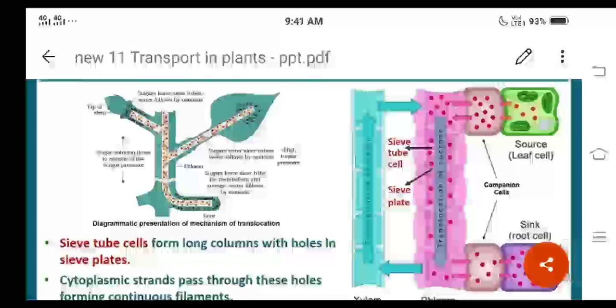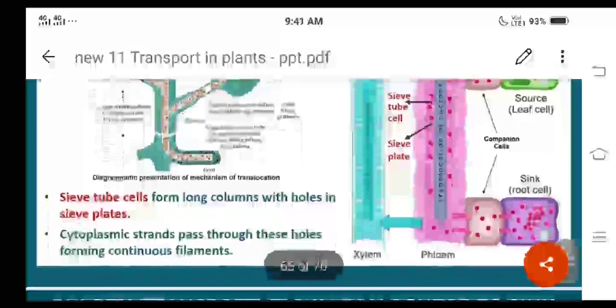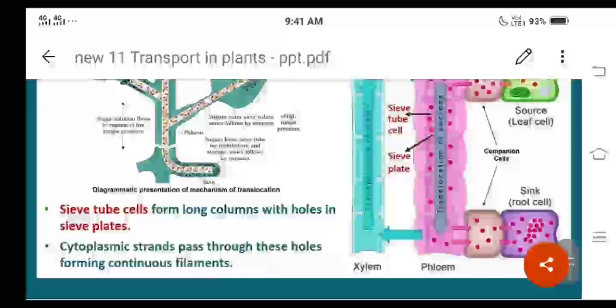And here, another important thing is about the cytoplasmic strands, the presence of cytoplasmic strands. Remember, in a sieve tube cell, the cytoplasmic strands will be there. Cytoplasmic strands means what here? They are nothing but the proteinaceous strands or thread-like structures, which extend from one sieve tube cell to another sieve tube cell through the sieve pores or the holes, right?